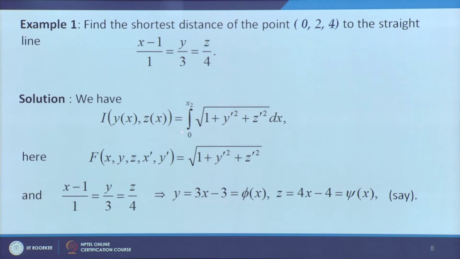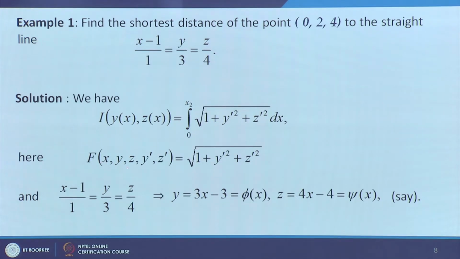So, we want to find the shortest distance, and we know the formula under root dx square plus dy square plus dz square, that is ds. So, we write ds over dx into dx, and ds over dx can be written as square root 1 plus dy over dx whole square plus dz over dx whole square. So, we have written it as under root 1 plus y dash square plus z dash square into dx, and the limits of integration are x1 equal to 0 and x2 is a variable x, so x from 0 to x2. So, here f of x, y, z, y dash, z dash is equal to square root 1 plus y dash square plus z dash square.